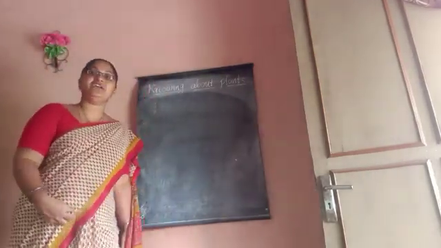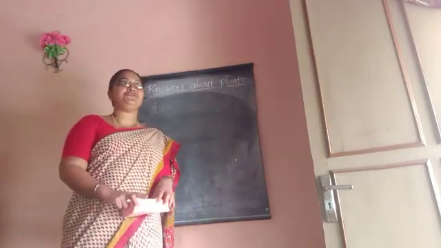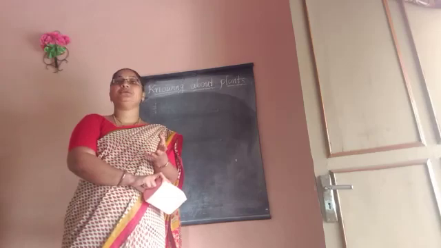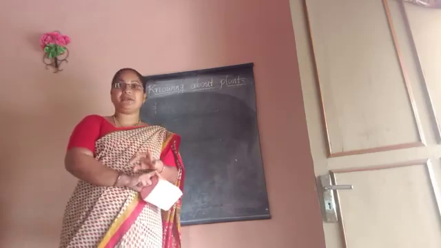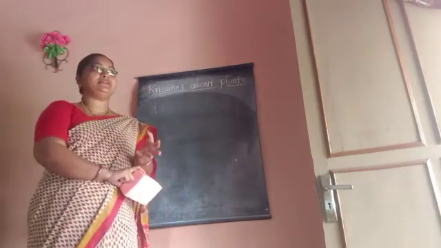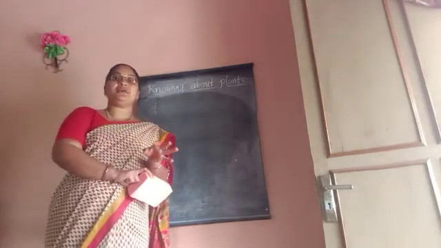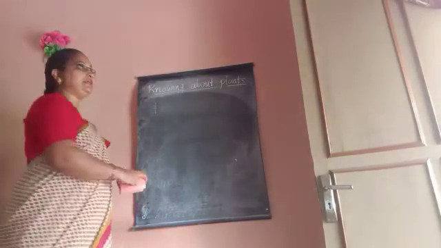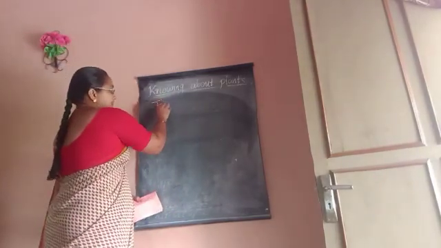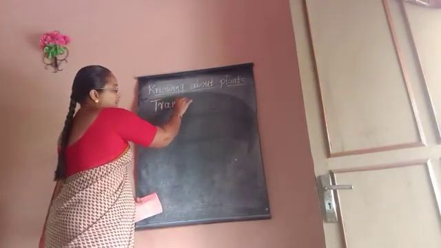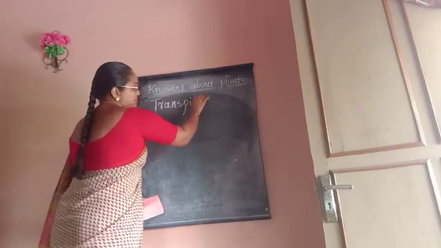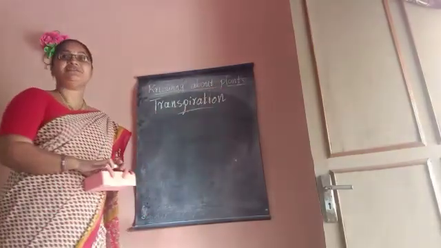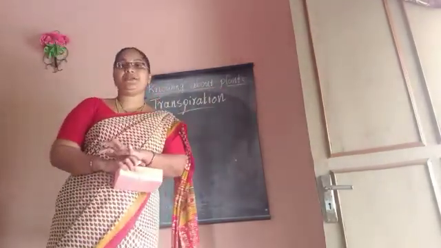Good morning, children. In the last class, we have seen the venation in the leaves, and we found with the microscope a part in the leaf called stomata, and it acts as a nose. It is helpful in the exchange of gases between the plants and atmosphere. Today we are going to see another function of the leaf, that is called transpiration.